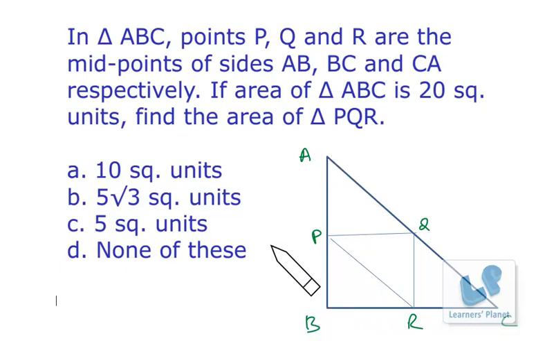Now I assume the sides to be 6, 8 and 10, Pythagorean triplets. Now since P and Q are midpoints of AB and AC, according to the midpoint theorem, the length of PQ will be half of BC and it will be parallel to BC. So if it is, sorry, 6, 8 and 10.